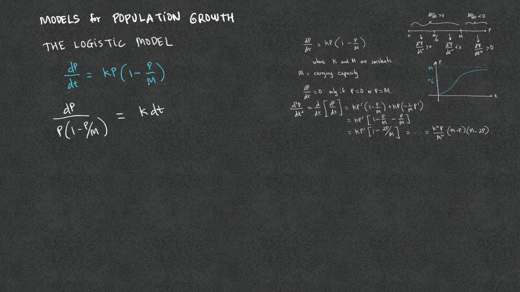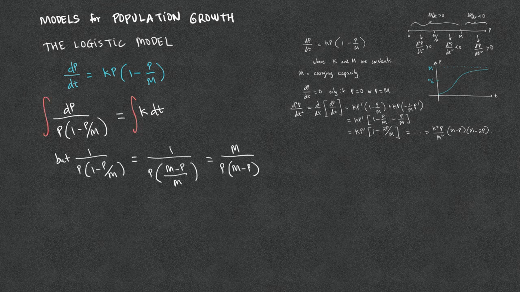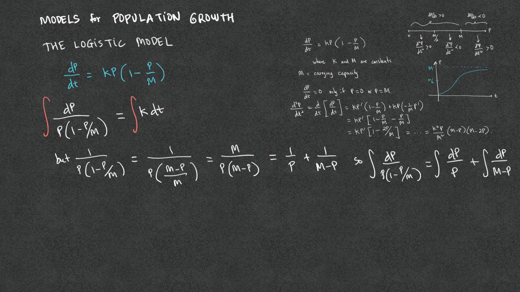We can rewrite it as dp over p times 1 minus p over M equals k dt, and we integrate both sides. On the left-hand side, we can rewrite it using partial fractions, 1 over p plus 1 over M minus p. So the integral is the sum of these two integrals. The left-hand side is ln of p minus ln of M minus p. This is a minus because of the chain rule. And the right-hand side is kt, plus C.